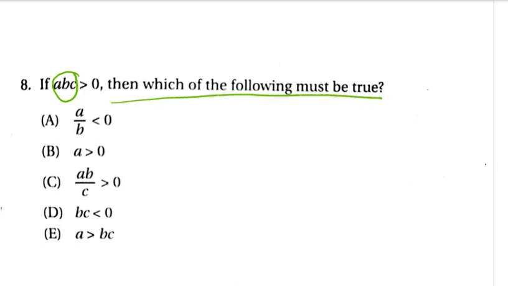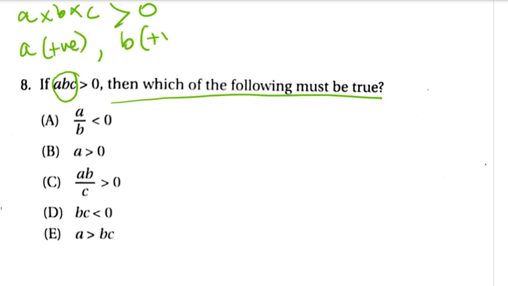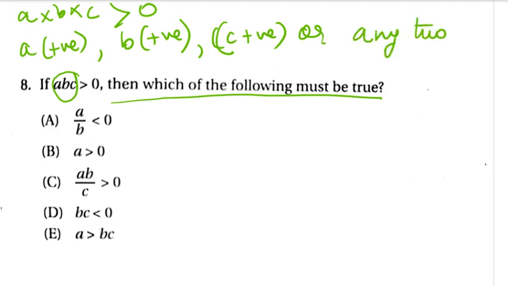You see, if A times B times C has to be greater than 0, then A has to be positive, B has to be positive, C has to be positive. Or you can also have any two of them negative and one positive, right? That's how you'll get a positive answer.